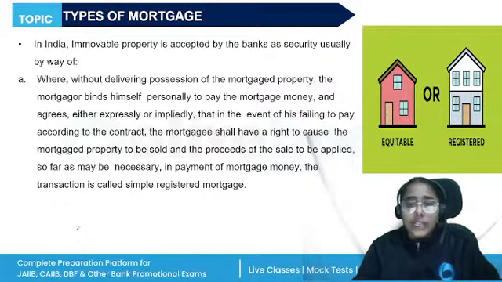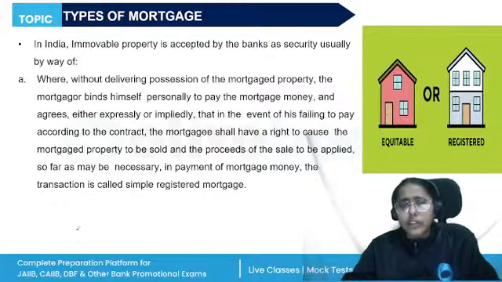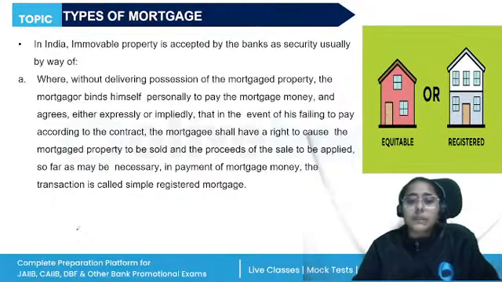Now in India, immovable property is usually accepted by the banks by way of either a registered or simple mortgage, or a mortgage by the deposit of title deeds. There are many types of mortgages: the simple mortgage, usufructuary mortgage, English mortgage, deposit of title deeds, and equitable mortgage. All of these are there. But we are going to study the simple mortgage and the mortgage by deposit of title deeds.